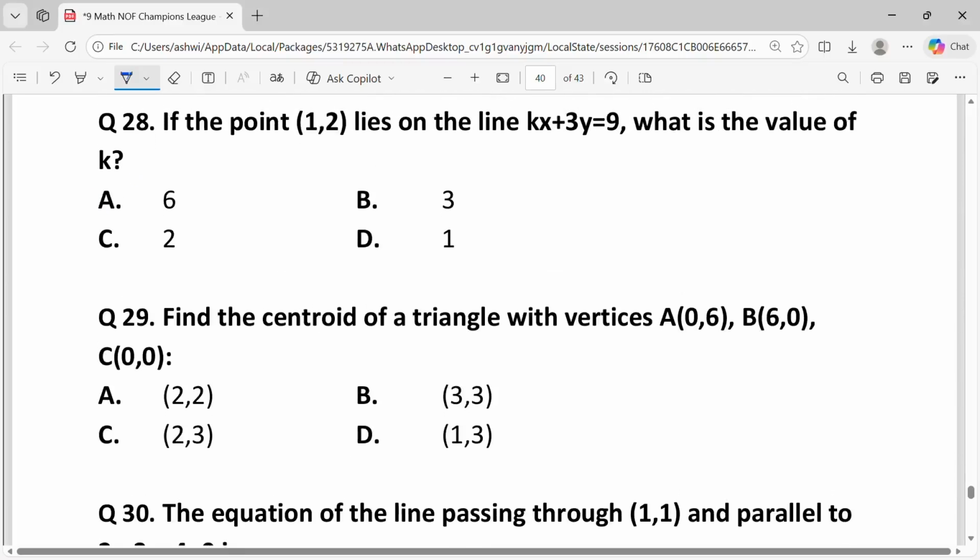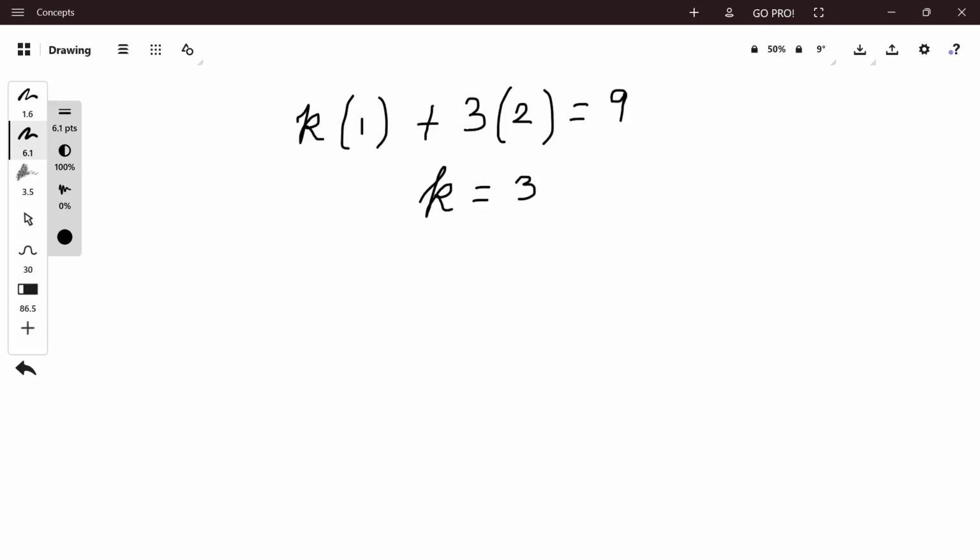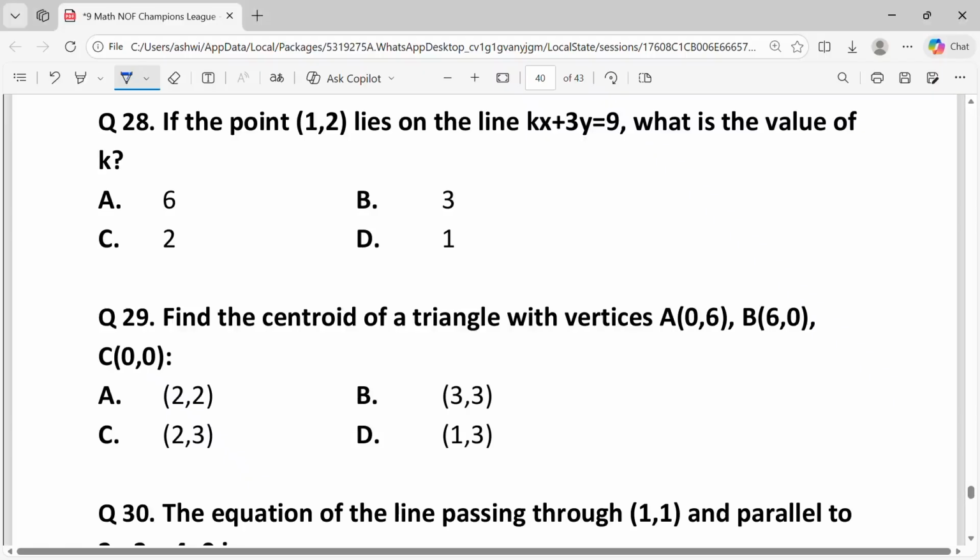Question 28. If the point (1, 2) lies on the line kx plus 3y is equal to 9, what is the value of k? Substituting x is equal to 1 and y is equal to 2 in the equation kx plus 3y is equal to 9, we have k times 1 plus 3 times 2 is equal to 9. Solving, k is equal to 3. Comparing with the given options, the answer is B, 3.